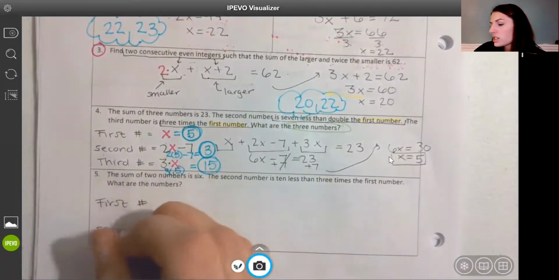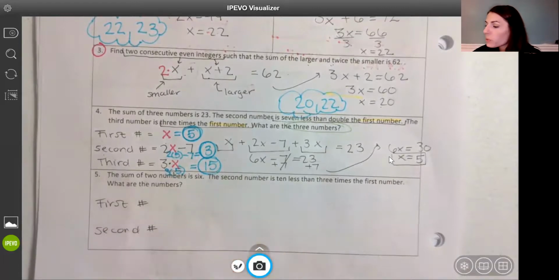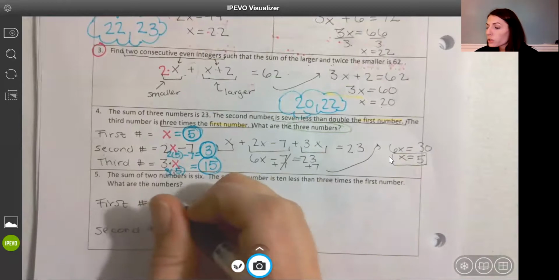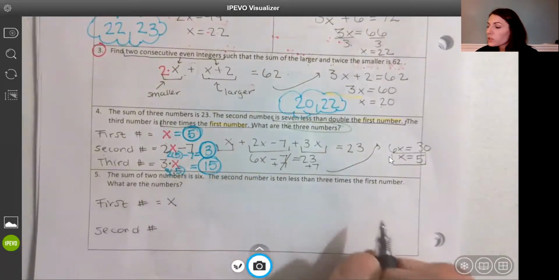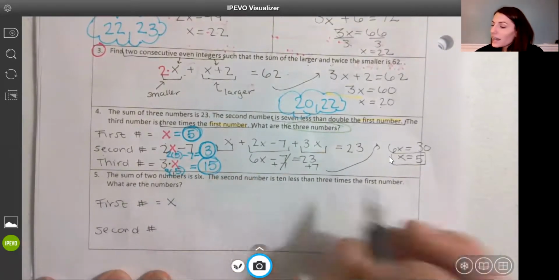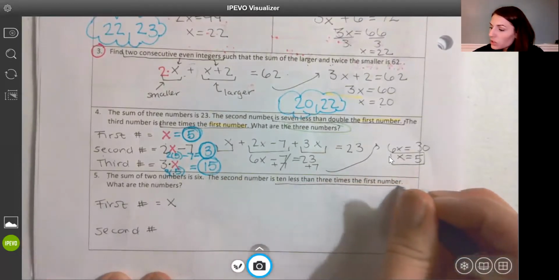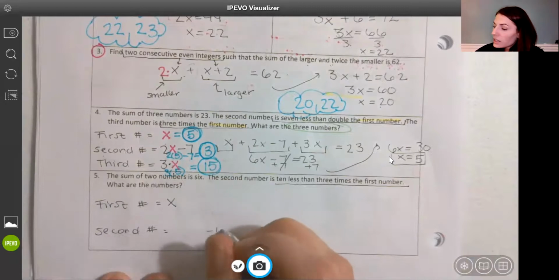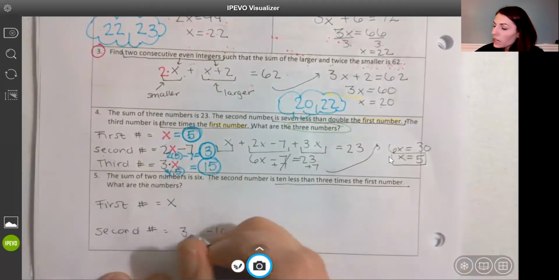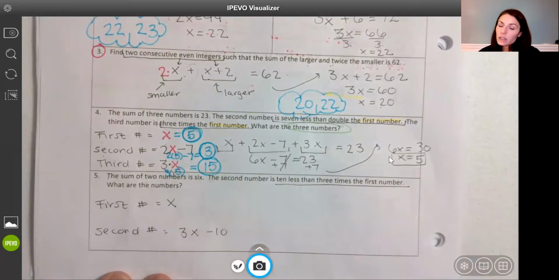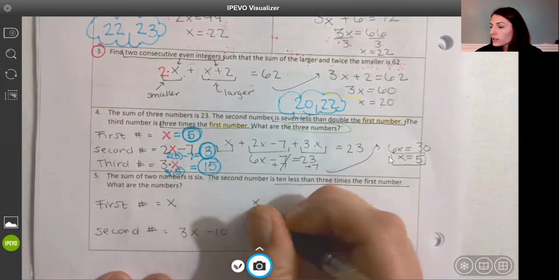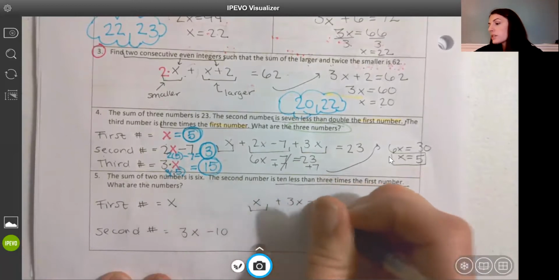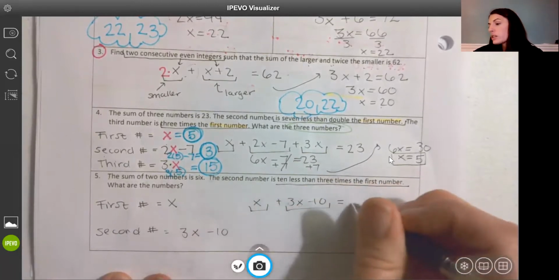This one's different just because it's a little bit easier because I only have 2 numbers to think about. But again, we have to assign something a variable. So I'm going to call the first number x. If I call the first number x, the second number is 10 less than 3 times the first number. There's my second number written as an expression. And I know that the sum of the first number plus the second number is equal to 6.